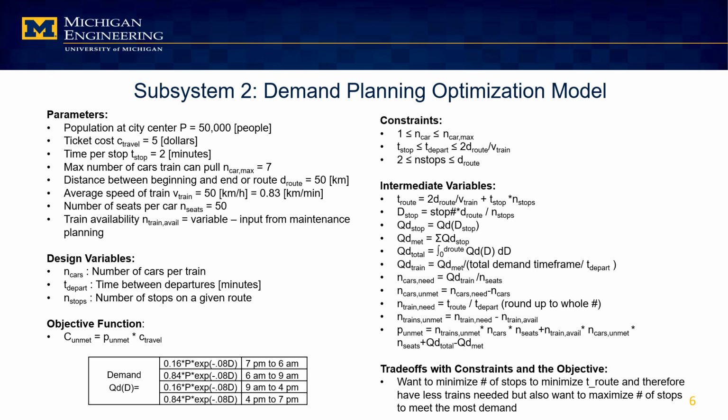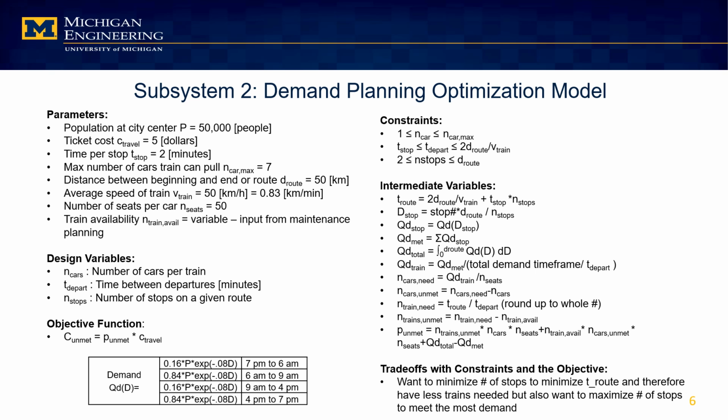We began by setting up our optimization model, defining parameters, design variables, constraints, intermediate variables, and the objective function, which was to minimize the cost of unmet demand, which is equal to the number of individuals who couldn't travel times the cost that they would have spent traveling. Of note, our train availability parameter is an input from our maintenance planning subsystem, and our demand function is a decaying exponential function that depends both upon the time of day and the distance an individual is from the city center.